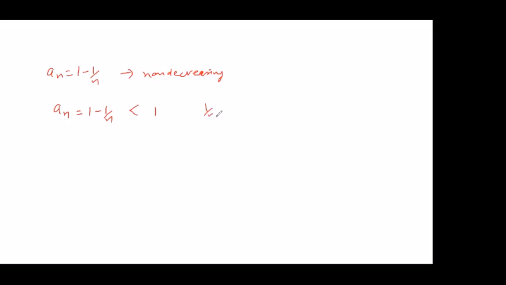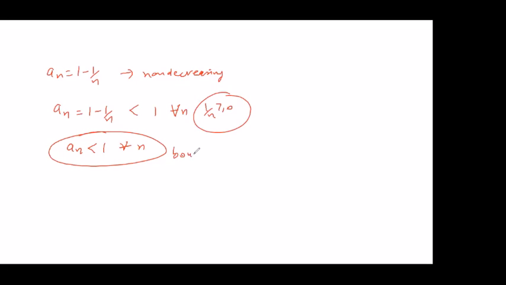Because this 1 by n is always going to be something positive. So from this 1, you are subtracting something positive, so the quantity is always going to be less than 1. So this is happening for all n. Since your an is less than 1 for all n, this is your definition of bounded from above. Therefore this sequence is non-decreasing and bounded from above.